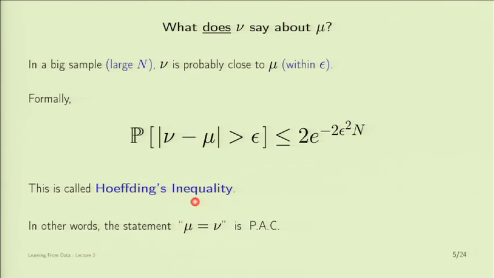So we actually are making the statement mu equals nu, but we are not making it exactly, we are making a PAC statement. And that stands for, this statement is probably approximately correct. Okay? Probably because of this. This is small, so the probability of violation is small. Approximately because of this. We are not saying that mu equals nu, we are saying that they are close to each other. Okay? And that theme will remain with us in learning.